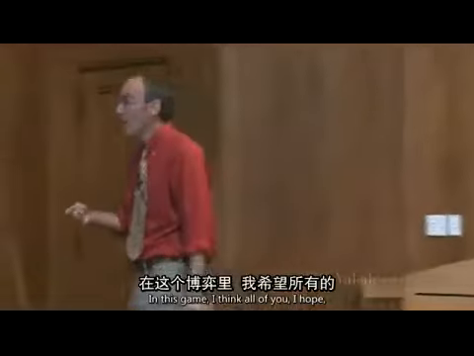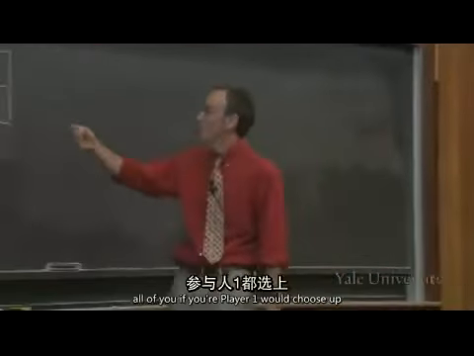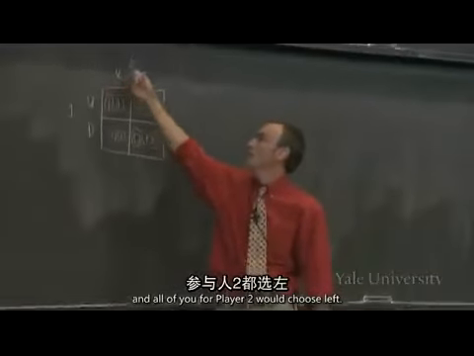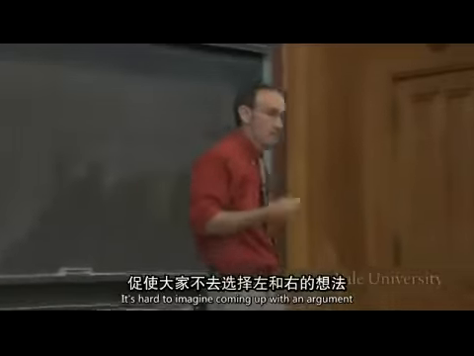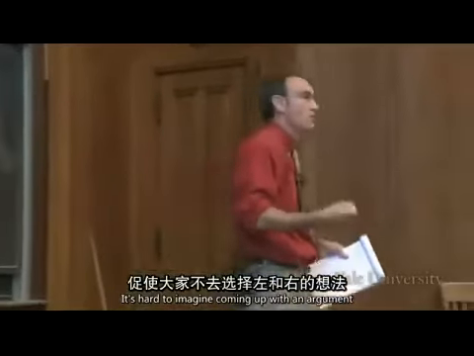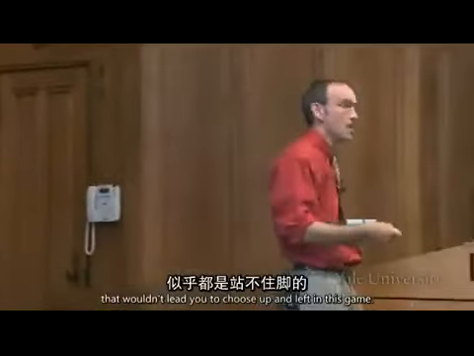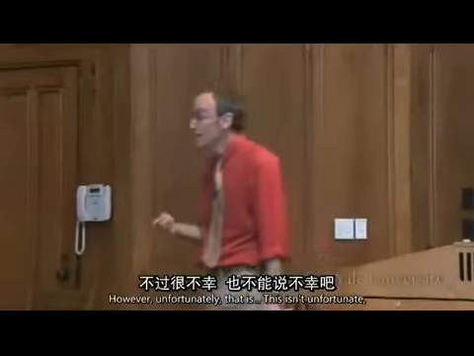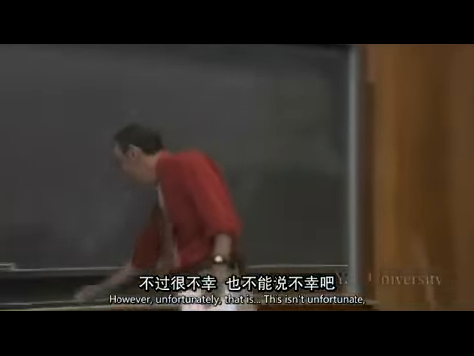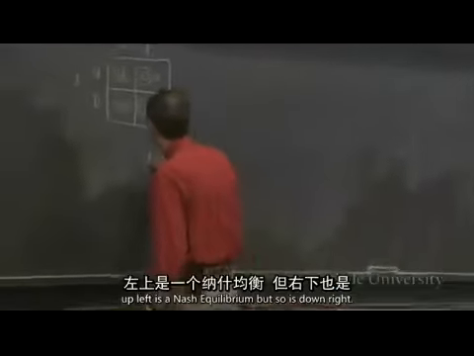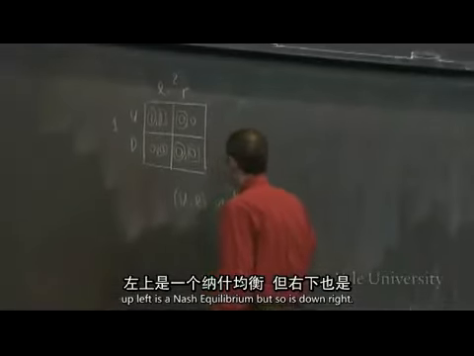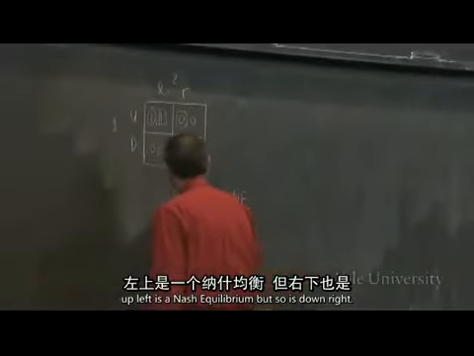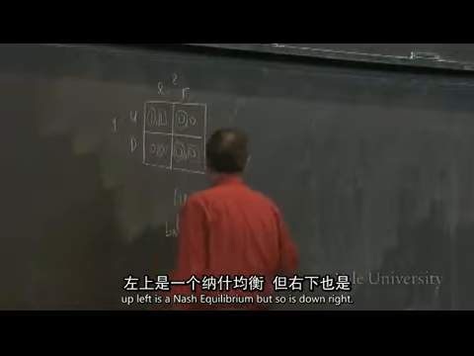Right? In this game, I hope all of you, if you're player 1, would choose up, and all of you, if player 2, would choose left. Is that correct? Right? It's hard to imagine coming up with an argument that wouldn't lead you to choose up and left in this game. All right? However, unfortunately, up left is a Nash equilibrium, but so is down right.